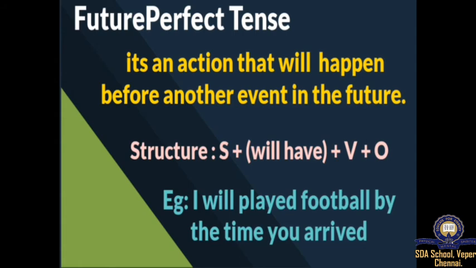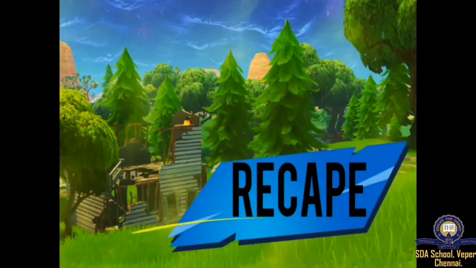Let's see an example. I will have played football by the time you arrive. Here, my action of play is already completed before your action of arrival. Therefore, it's called future perfect tense. Students, I hope you understood perfect tense. Let's have a quick recap.